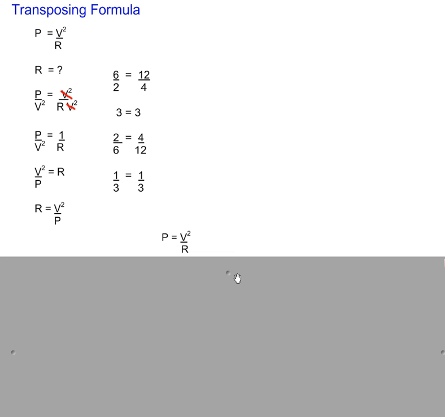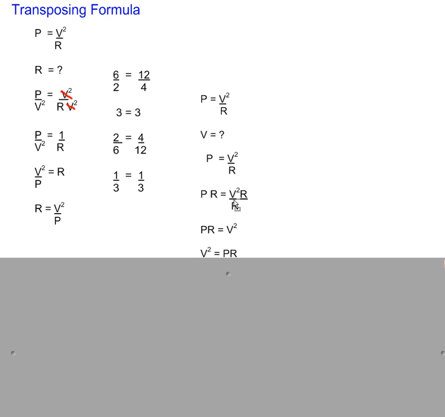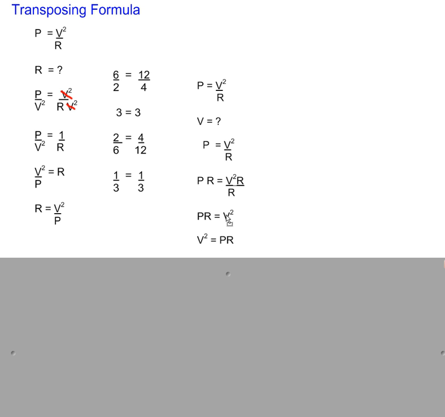Let's take another example of this formula where perhaps we want to know what V is and not V squared. How are we going to go about that? Well, we start off with our formula and we do the same thing that we've already done. We want to get the R away from the V squared. So in this case, if we multiply both sides by R, these two R's cancel out and we are left with P times R is equal to V squared. Now we don't want to know what V squared is, we want to know what V is, and so we'll put the V squared on the left and the PR on the right, just out of convention.